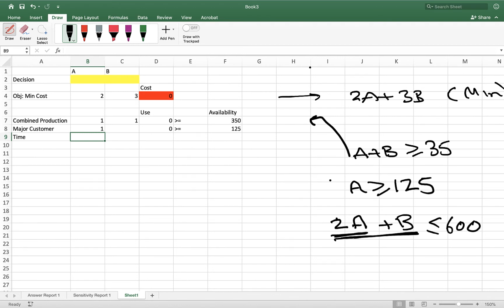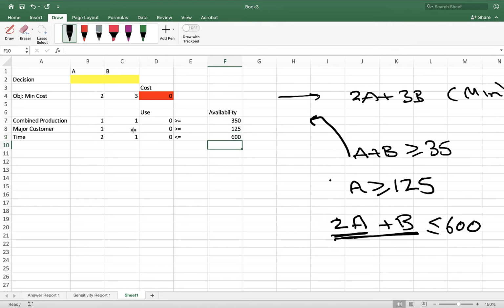So now we're going to put that in here. So that's just going to be 2A plus B. And what we're going to use on that, how much time would we use on that? And we know that that time has to be less than or equal to 600. And that's pretty much it.